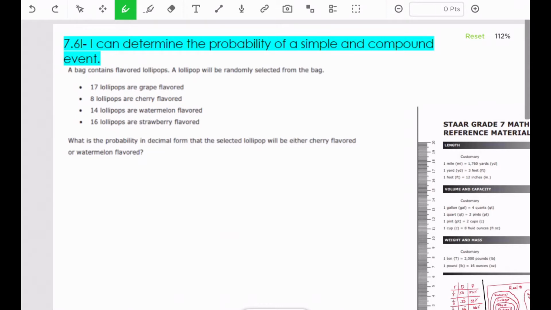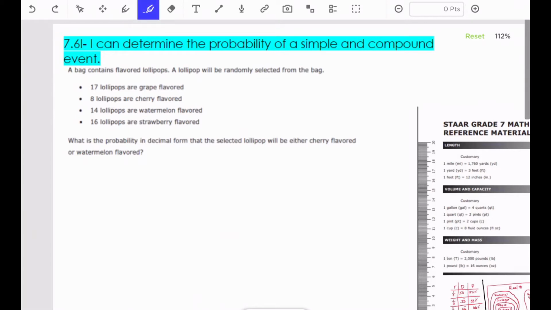It says a bag contains flavored lollipops. A lollipop will be randomly selected from the bag. 17 lollipops are grape flavored. 8 lollipops are cherry flavored. 14 lollipops are watermelon flavored. 16 lollipops are strawberry flavored. What is the probability in decimal form that the selected lollipop will either be cherry flavored or watermelon flavored?